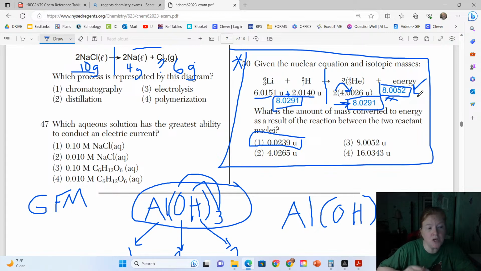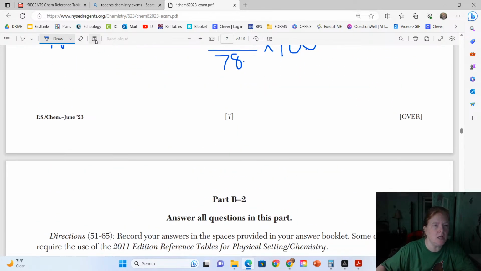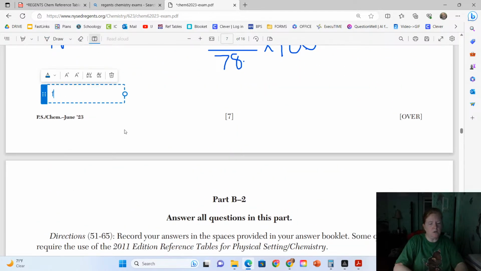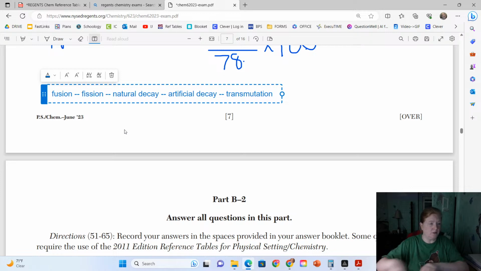Yes, fusion and fission are both nuclear and both release a huge amount of energy. So the names they could give to nuclear reactions, the names that you might see that mean nuclear, are fusion, fission, natural decay, artificial decay, and transmutation. And those all mean nuclear.